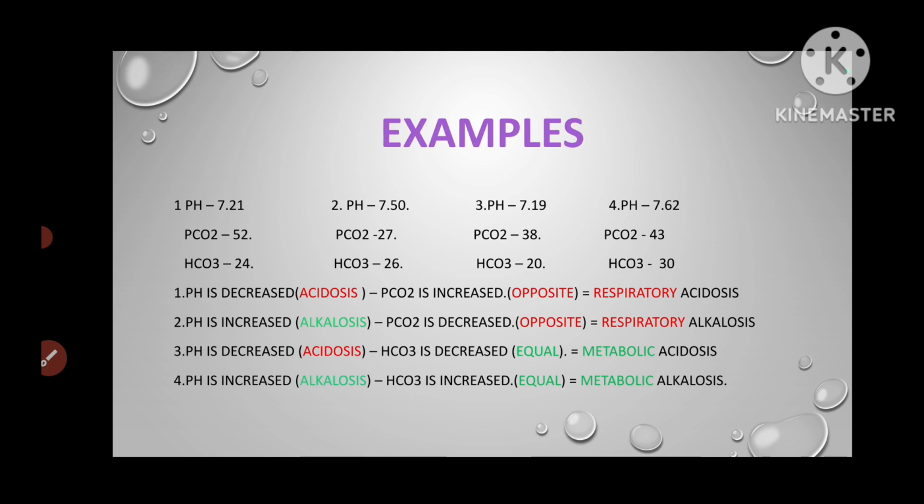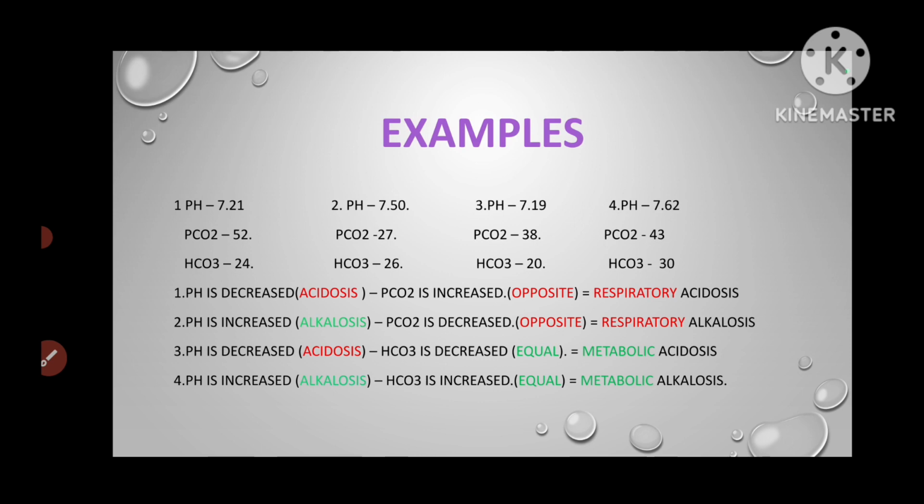Next, the last example: pH is 7.62, PCO2 is 43 and HCO3 is 30. First we will check the pH value. pH value is 7.62, which is higher than the normal value of 7.35 to 7.45, which indicates it is an alkalosis. And now we will check the next value, PCO2.